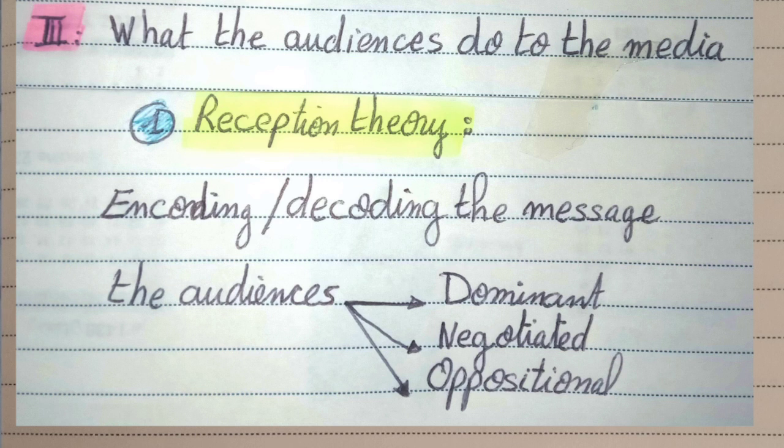Stuart Hall categorized the audience members into three types. Dominant or preferred means audiences who accept all messages in media text. Negotiated means audiences who can accept or reject elements of media text. And oppositional, audiences who consciously reject media text for cultural, political, or ideological reasons.